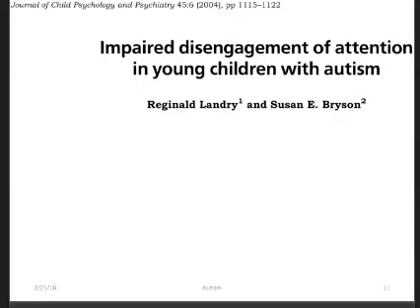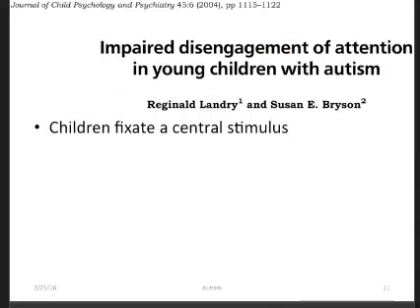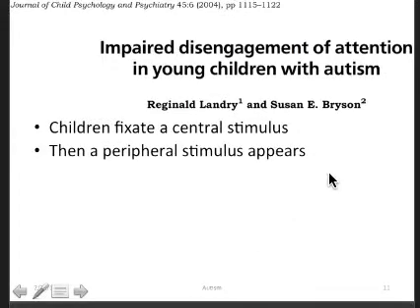Landry and Bryson reached this striking conclusion using a simple attention paradigm. In their study, children fixated on a visual stimulus presented at the center. Then another stimulus, a dynamic geometric pattern, appeared in the visual periphery, either to the left or to the right. Landry and Bryson measured the amount of time it took children to look toward the peripheral stimulus.